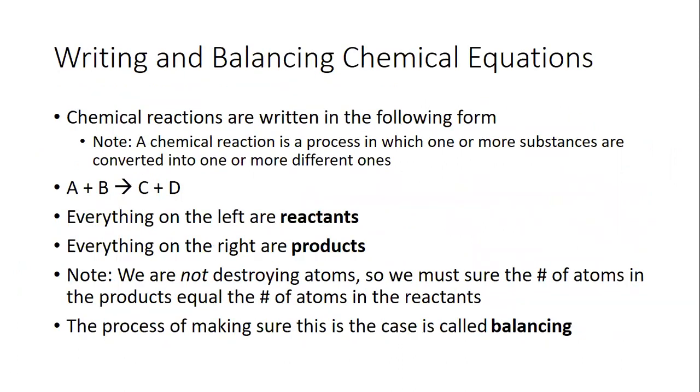Okay, balancing equations. Here, we don't really do math. Well, we kind of do math, but it's addition. Here, we're going to learn how to look at a chemical equation and balance it. So what is a chemical equation? Chemical equations are written in the form A plus B goes to C plus D. Here I'm taking the elements A and B and combining them in such a way that I make C and D. Everything on the left side of the arrow is reactants. That's what's reacting. Everything on the right side of the arrow is my products.